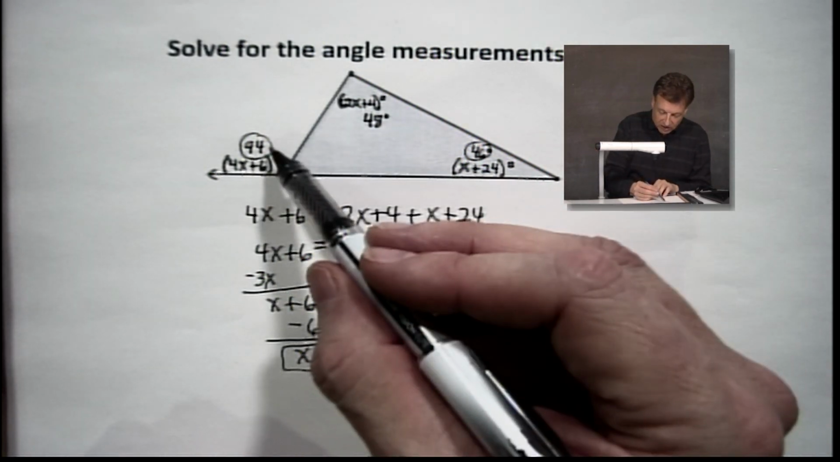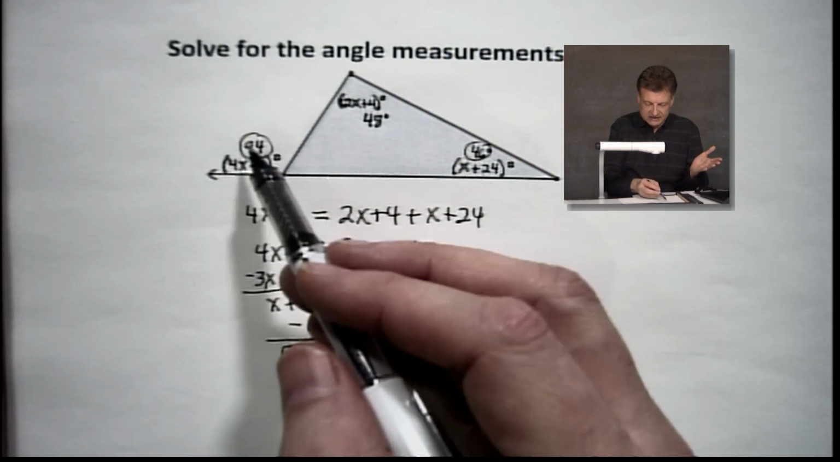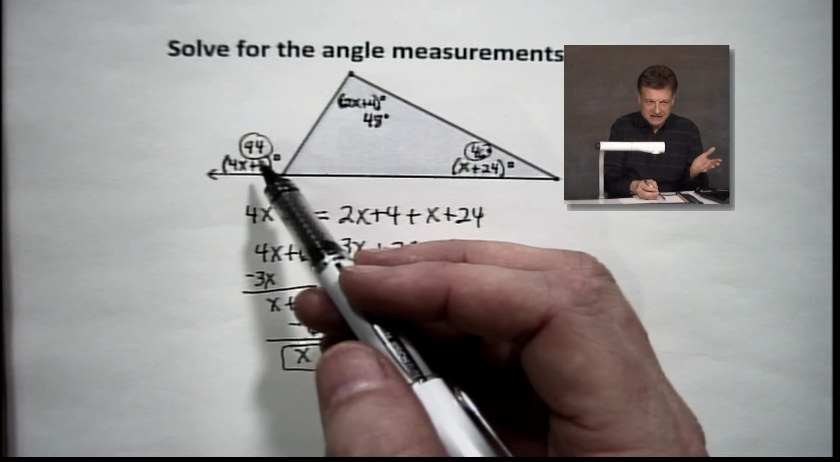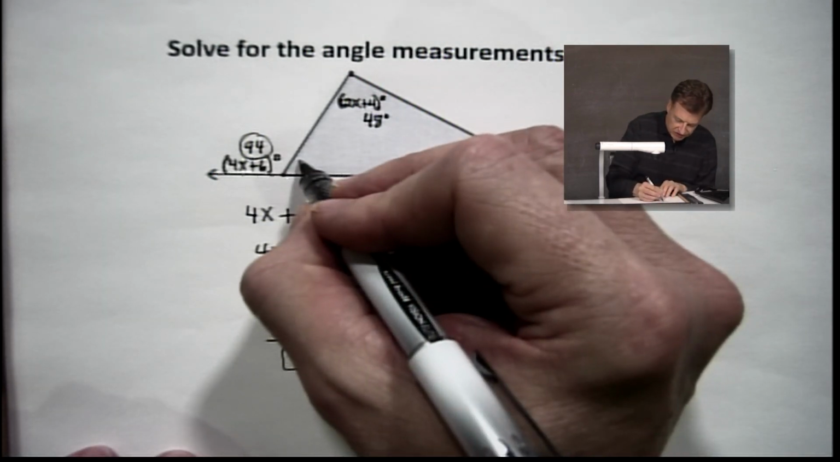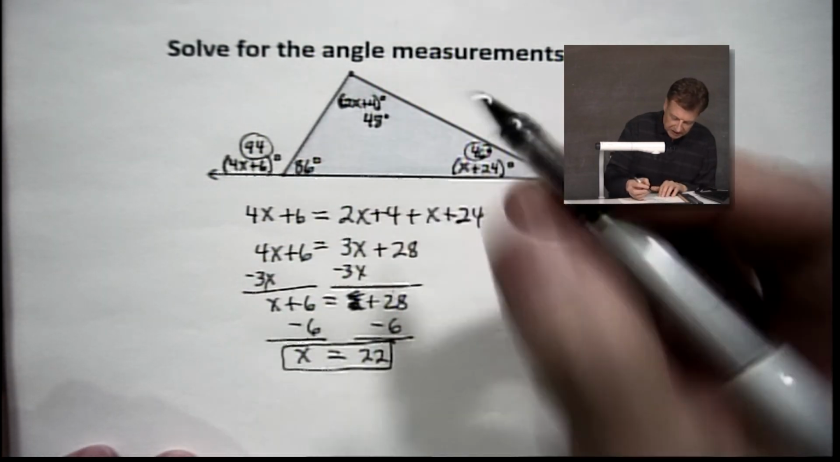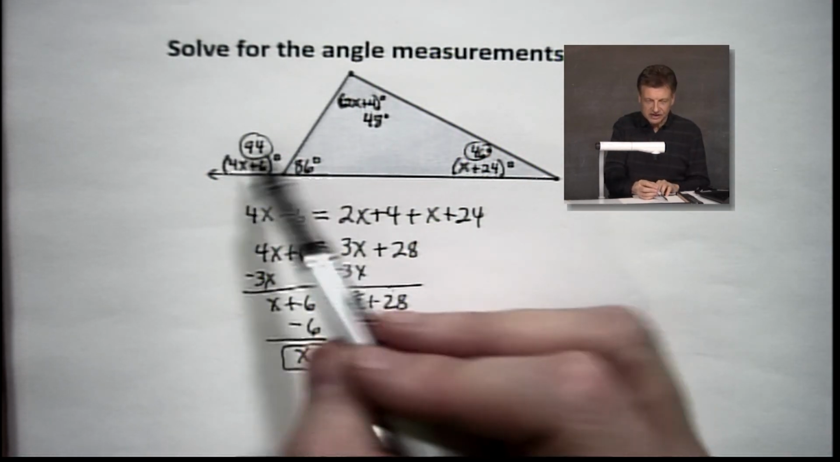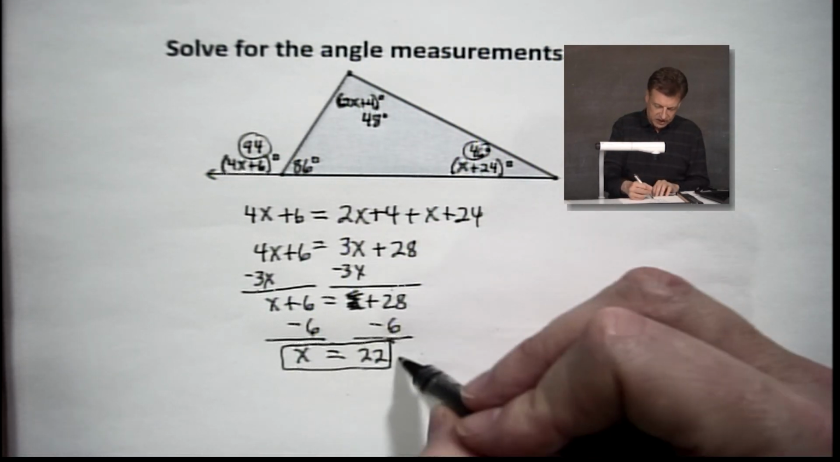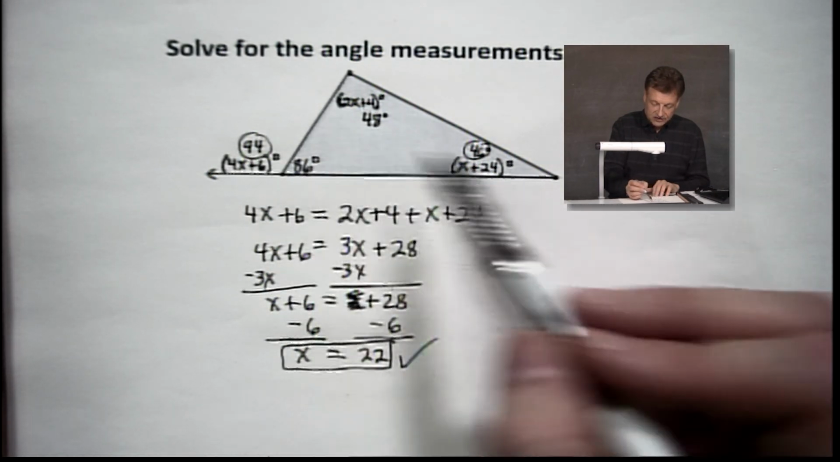And you know what? We need one more angle. One more angle. We got it? Can we find it? Subtract it. 180 minus that. What do you think? 86 degrees? I like 86 degrees. And my goodness, it solves the triangle. It also satisfies this linear pair. So x equals 22. Our angles are 48, 94, 86, 46.